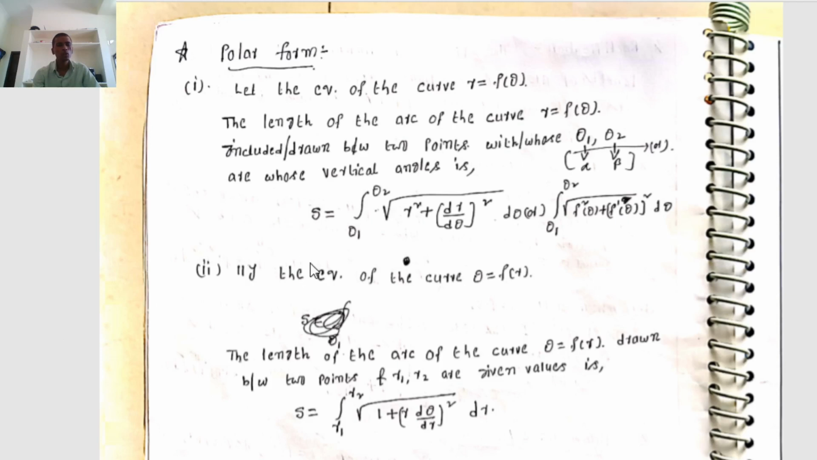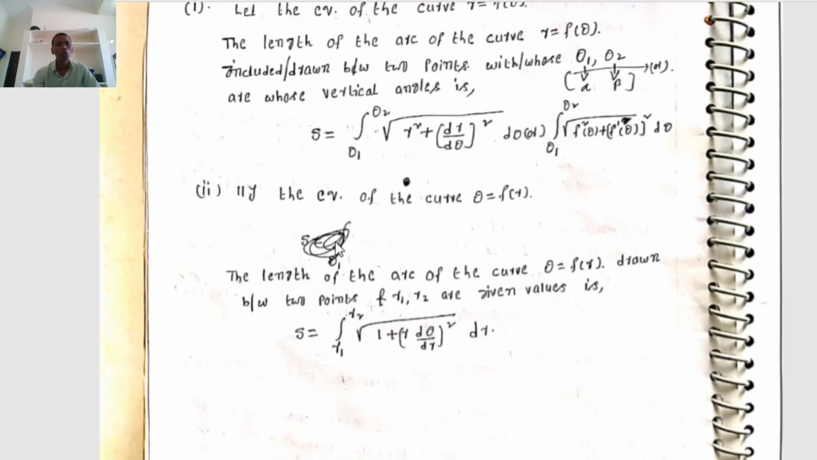Suppose in polar form the equation of the curve is theta equal to f of r. Therefore the length of the arc of the curve theta equal to f of r, drawn between two given points r1 and r2, is s equal to the integral from r1 to r2 of the square root of 1 plus (d theta by dr) square, into dr.